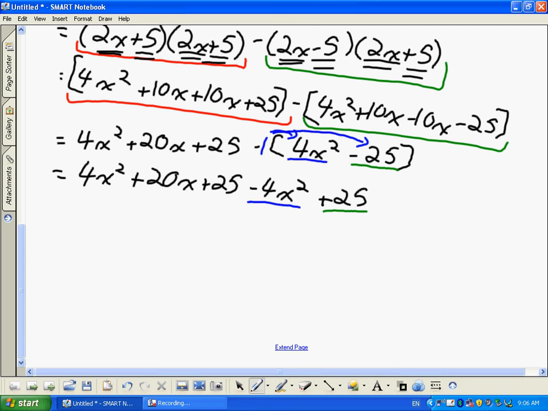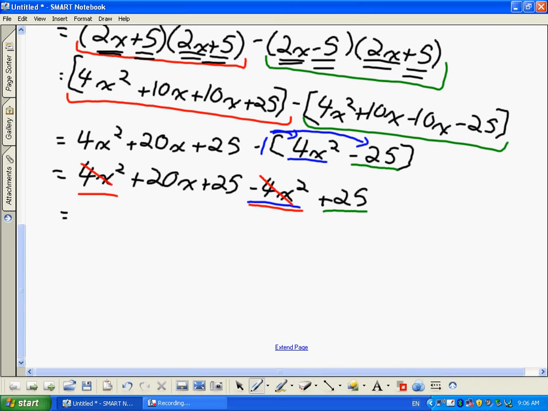Now that I have that, once again, I simplify. I collect my like terms. I have a 4x squared and a negative 4x squared. Sorry, positive 4x squared minus 4x squared. It's going to be 0. Those two are going to cancel each other out.